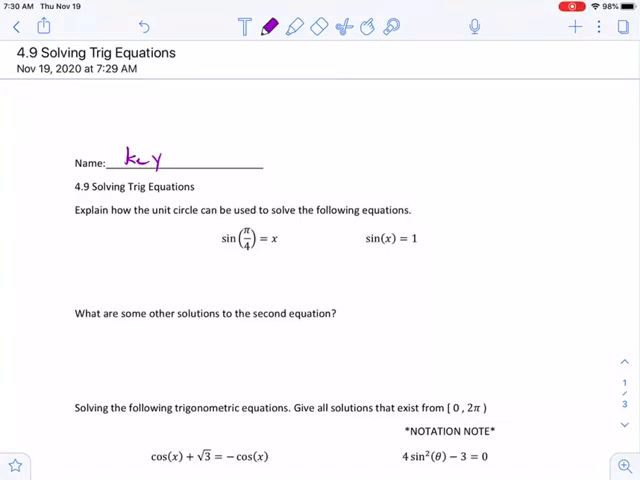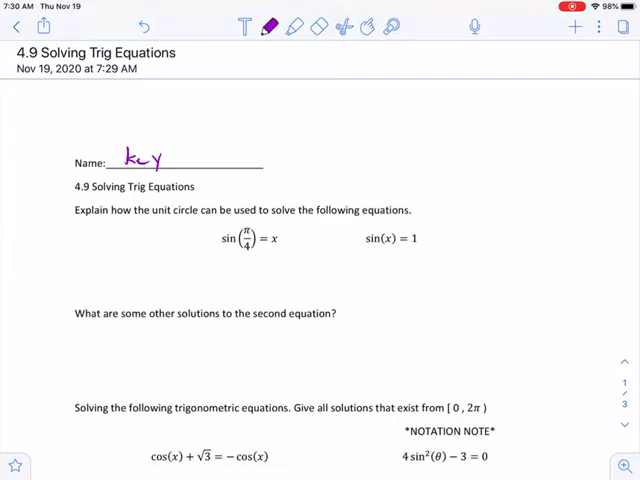Morning, everyone. So some of you may have already seen this lesson in class, but we're going to be talking about solving trig equations. It might be a little bit muffled as well because I've got my mask on as I'm at school. So I just want to make you aware of that.